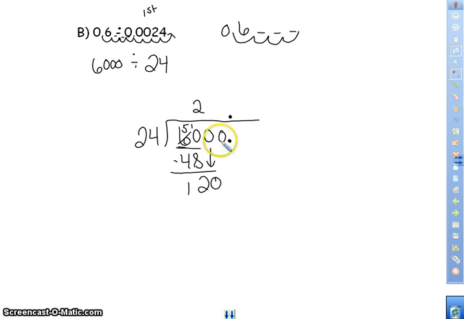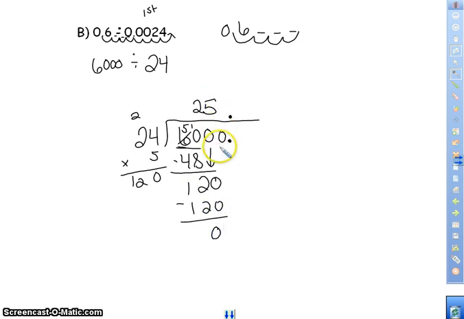24 goes into 120. Now, if you don't know, you're just going to practice on the side. So let's try 5. So 5 times 4 is 20. 5 times 2 is 10, plus 2 is 12. We got lucky. So this is going to be 5, and you're putting it directly over that 0 you just brought down.